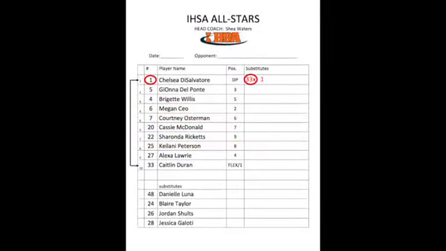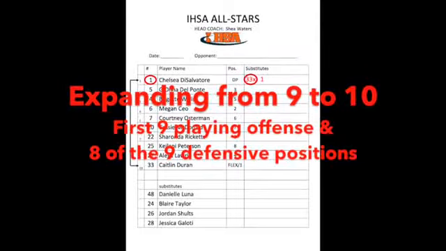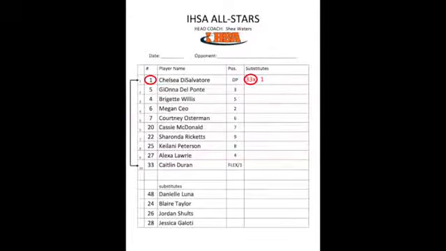Number 1 can subsequently use her 1 re-entry to return to her designated player position. Here, 33 has never left the game, but returns to her original position as the flex. With the re-entry of player number 1, we have now expanded the lineup from 9 to 10 players. The first 9 playing offense, and 8 of those 9 players playing defense along with the flex.